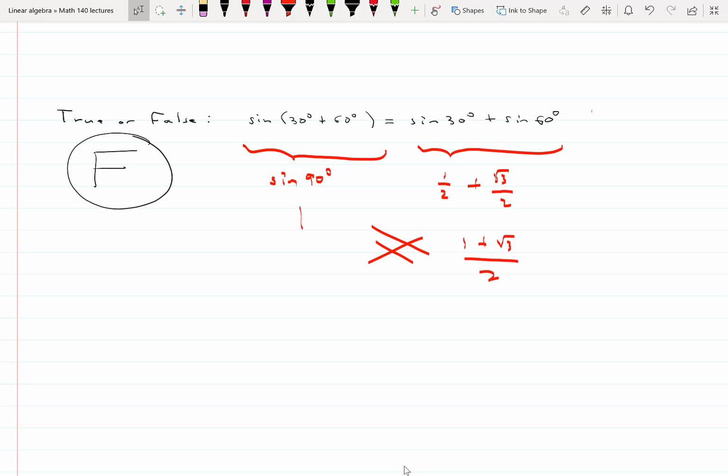That's the bad news. The good news is, if you learn these identities the way I'm going to try to suggest you learn them, it won't be that difficult.